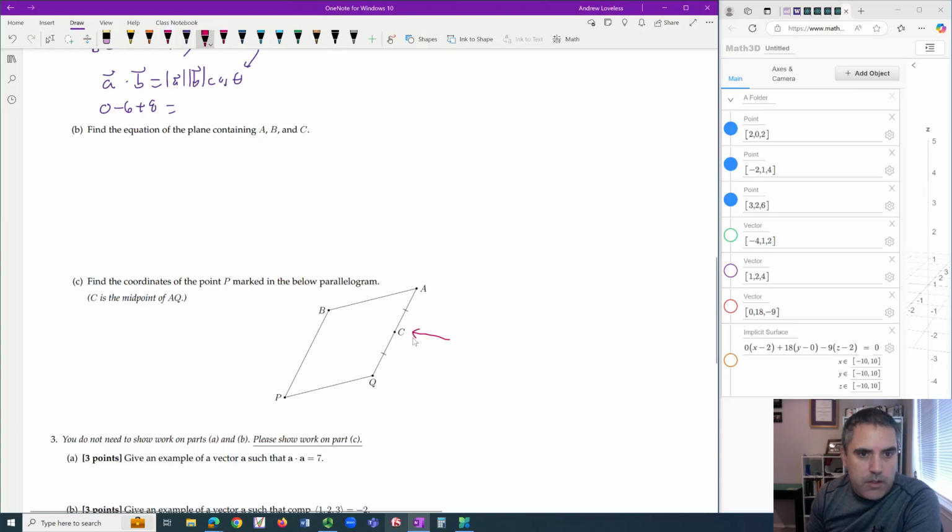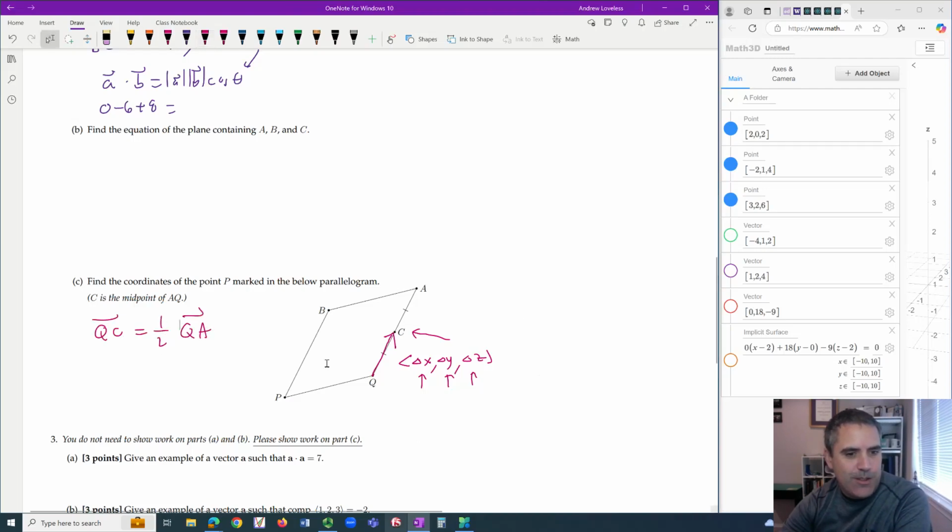If I wanted this C that's halfway between them, I would really like to find this vector, because then I could just add that to Q. So if you can find this vector, which tells you the change in X, change in Y, change in Z, whatever those changes are, you can add them to the coordinates of Q and you'll have C. And QC is exactly half of QA. So I think that's the strategy.